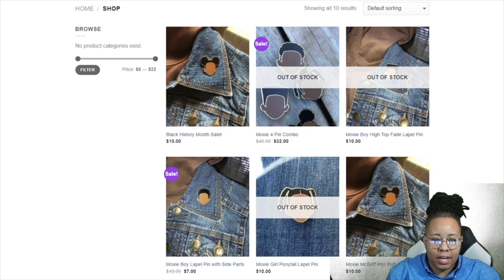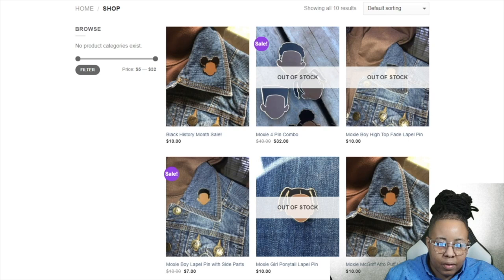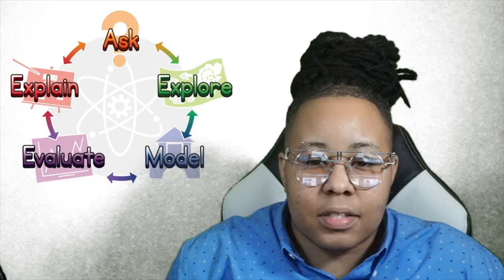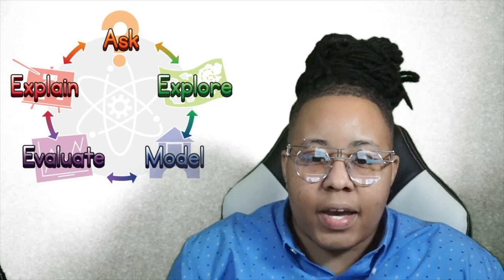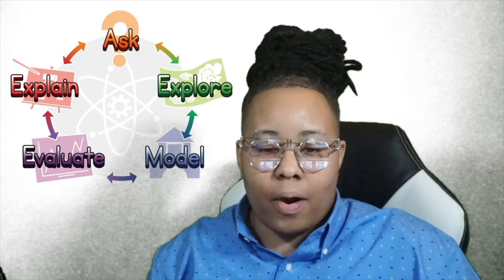So at this point, let's go ahead and jump back into the design process, and let's take a look at some ways that we can solve a problem. Remember that the first thing that you do in the design process is you ask a question. And oftentimes this question will start with a problem.